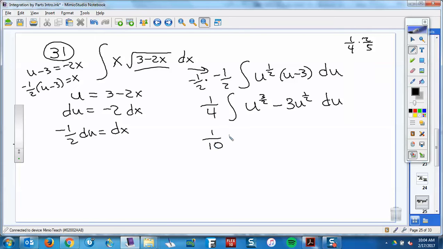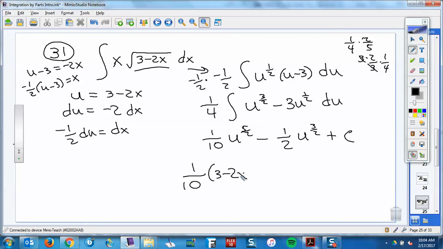We should simplify that, so that's u to the 5/2. And then raise that up to 3/2, that'd be 2/3, so I got 3 times 2/3 times 1/4, because I have to distribute that 1/4. You can do it later, you can do 1/4 when you're done. So those cancel, 2/4 is 1/2, u to the 3/2 plus c, and then put your 3 minus 2x back.